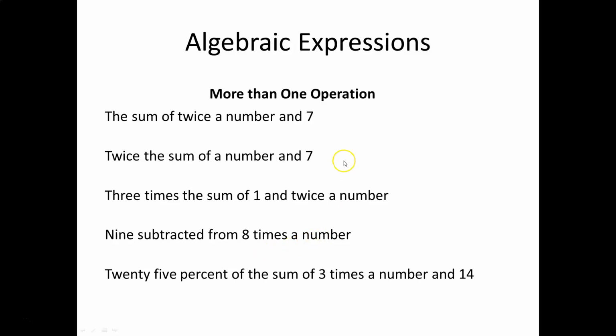The sum of twice a number and 7. Twice the sum of a number and 7. 3 times the sum of 1 and twice a number. 9 subtracted from 8 times a number. 25% of the sum of 3 times a number and 14. There you go.